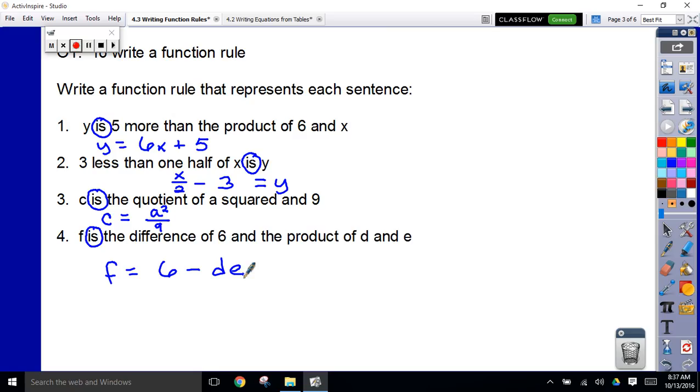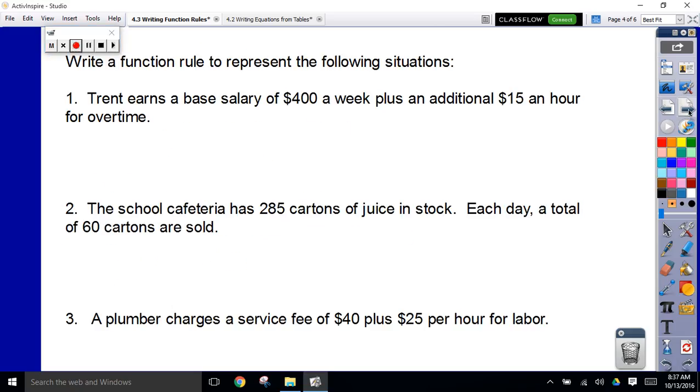Okay, we're going to go on to the next part. Hang on just a second. Okay, next set of rules, we are going to look at some actual situations. So instead of just kind of random expressions, we actually have some word problem kinds of things. Number 1 says, Trent earns a base salary of $400 a week plus an additional $15 an hour for overtime.